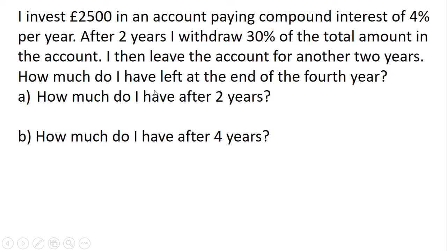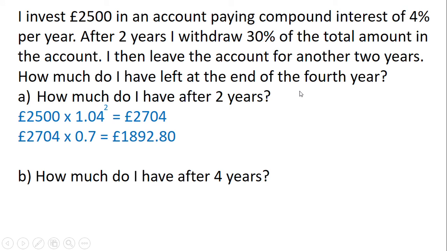So how much do I have after 2 years? Okay, so I've got this amount. I'm increasing it by 4% and then increasing it by 4% again. In other words, by 1.04 squared. I get that. Okay. Now I'm taking this amount and I'm knocking 30% off of it. Okay, so I'm taking the amount, decreasing it by 30% to get this because I've taken 30% out of the account. Okay, so that's after 2 years.